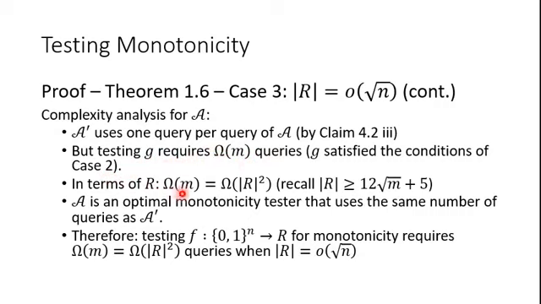In terms of r, omega of m is omega of the size of the range squared. Why is that? Because of this relationship. So as we said earlier, A is an optimal monotonicity tester that uses the same number of queries as A prime, and therefore this alongside the complexity of testing g gives us that testing some f from {0,1}^n to R for monotonicity requires omega of size of r squared queries, for the case where the size of the range is little o of square root of n.